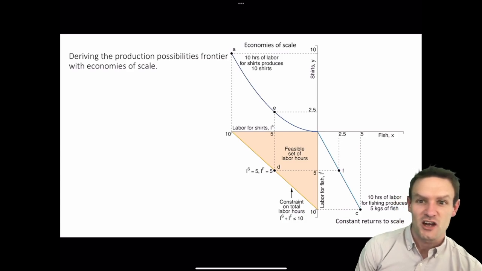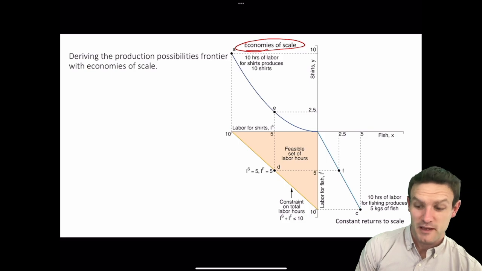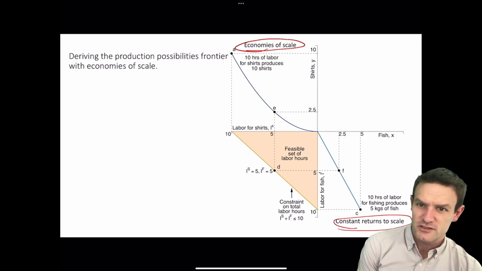Now we've added the production functions for fish and shirt making. We have economies of scale over here in shirt making. We have constant returns to scale in fish production, or the agricultural activity that we could engage in. And what we can see here is if we spend all our time, 10 hours, at point C on our fish production, we'd have 5 fish.